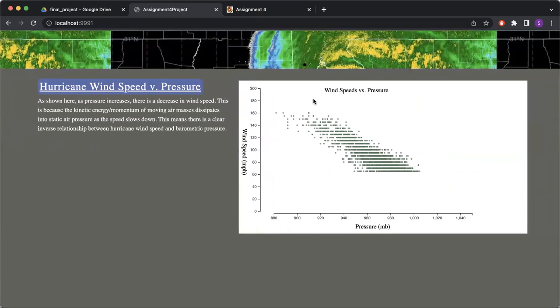Here we have characterized wind speed versus pressure. As shown, as pressure increases, there is a decrease in wind speed. This is because the kinetic energy and momentum of moving air masses dissipates into static air pressure as the speed slows down. This means there is a clear inverse relationship between hurricane wind pressure and barometric pressure, and we would see that major and stronger hurricanes are characterized by lower pressures rather than high pressures.